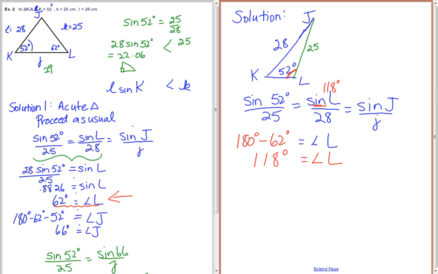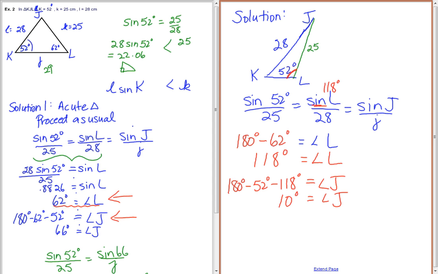And to find J, like we did here on the left side, we subtract from 180, but we have some different numbers this time. Angle J is 180, subtract the 52, but this time subtract 118. And J is going to be much smaller. Angle J will be 10 degrees for this triangle. You can see it's long and skinny. That makes sense for J to be very small.